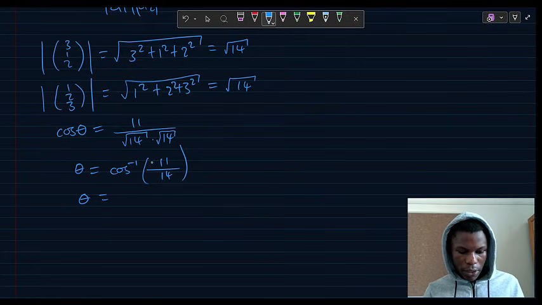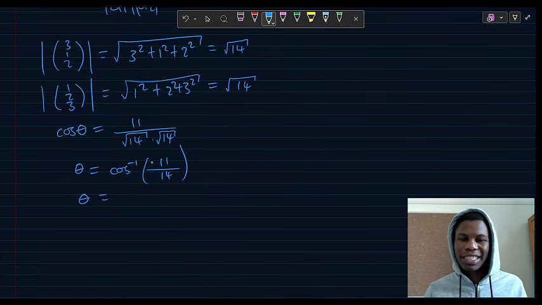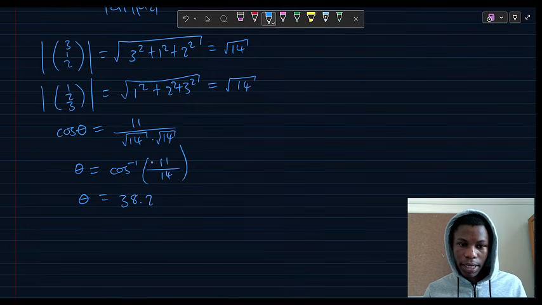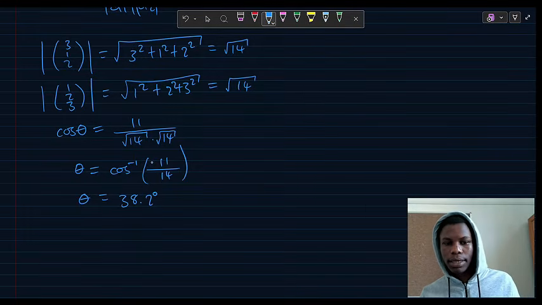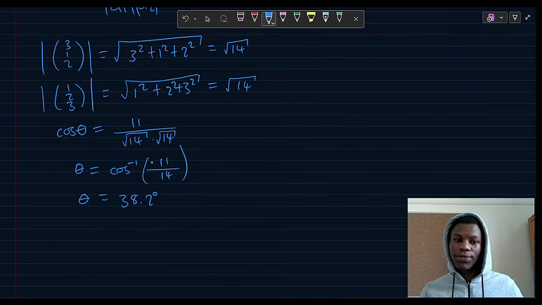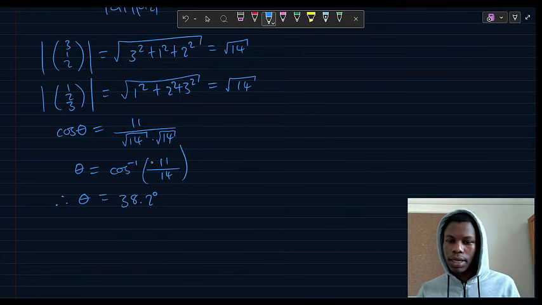And it doesn't matter whether you're in degrees or in radians since they haven't specified. I'm in degrees and I get 38.2 degrees. And it makes sense because they asked for the acute angle. Acute means between 0 and 90. So that's the angle between the directions.